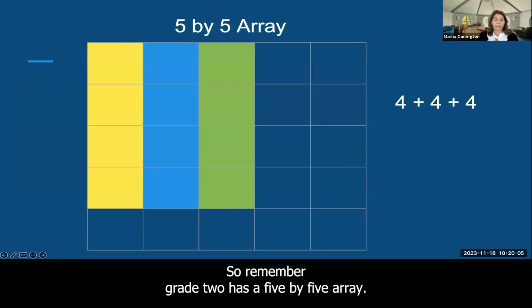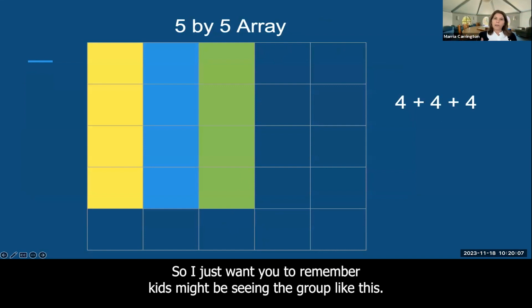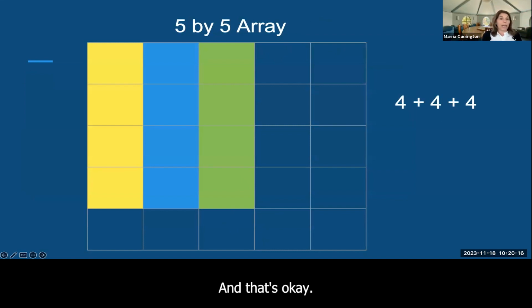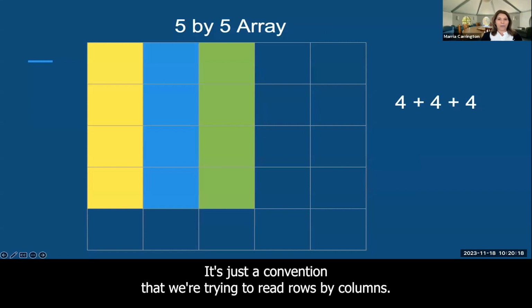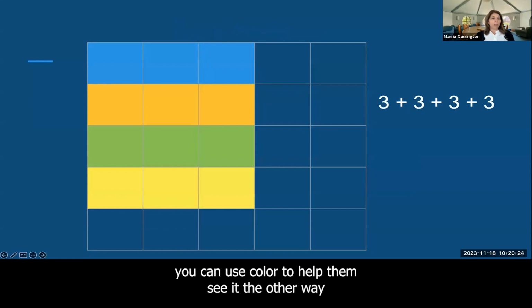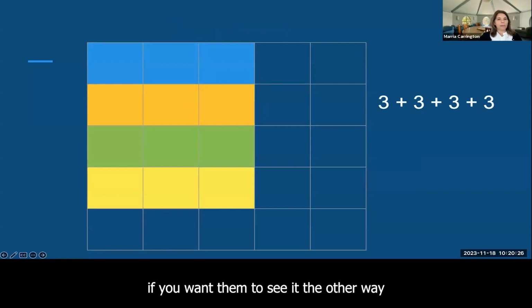So remember, grade 2 has a 5 by 5 array. So I just want you to remember, kids might be seeing the group like this. If you say to circle 3 groups of 4, they might circle them that way, and that's okay. It's just a convention that we're trying to read rows by columns. So we want you to be flexible with that. And you can use color to help them see it the other way if you want them to see it the other way at some point.